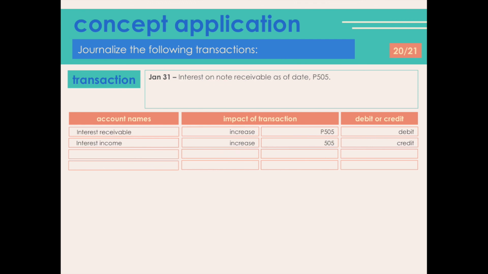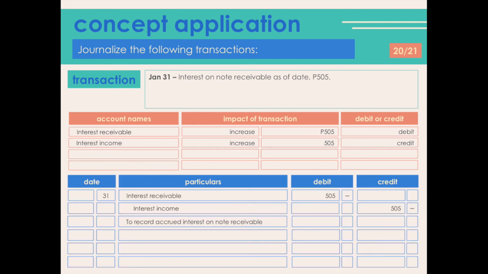January 31. Interest on note receivable as of date, 505 pesos. Here the company has earned the interest relating to its note receivable. Since the related account is a note receivable, which is something to be collected in the future, we know that the interest here pertains to interest income and is also something that will be collected in the future. Since the interest has not yet been collected, we debit interest receivable to recognize the company's right to collect in the future, and then credit interest income, both for 505.